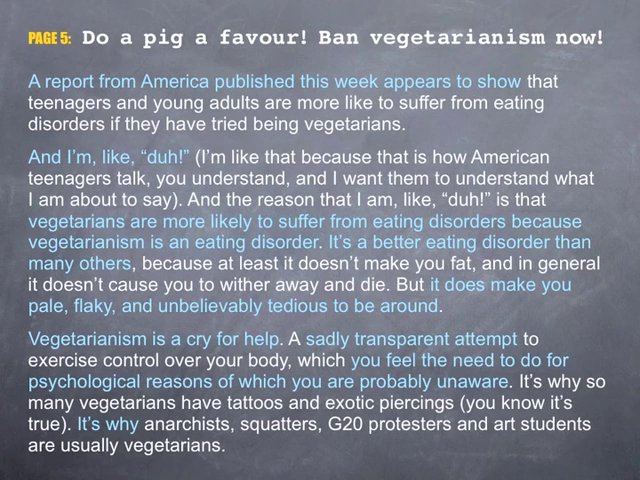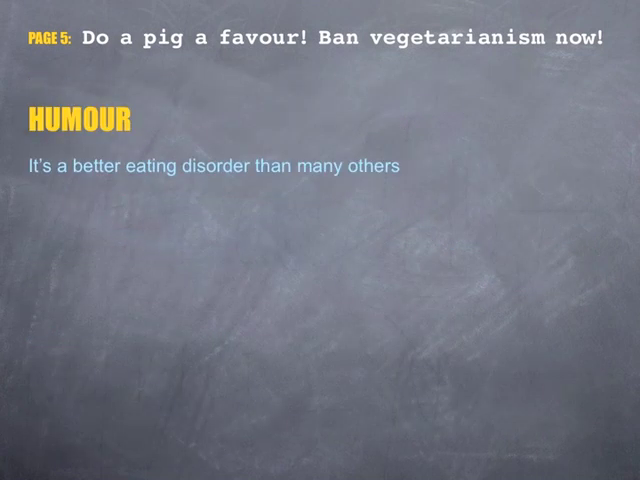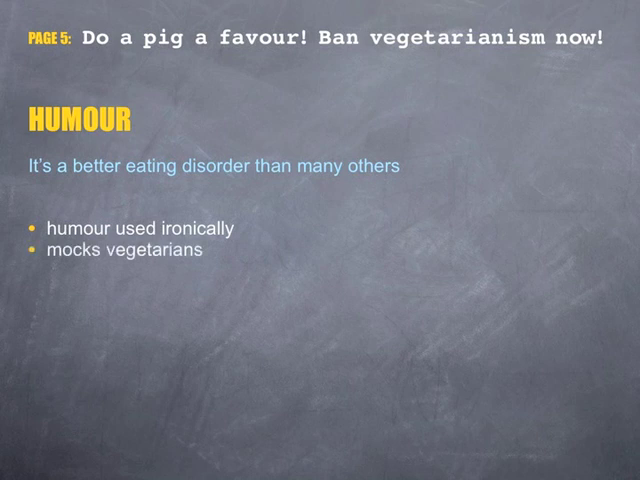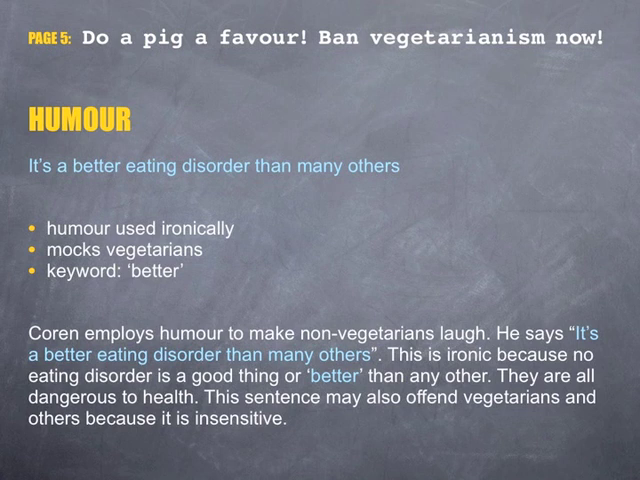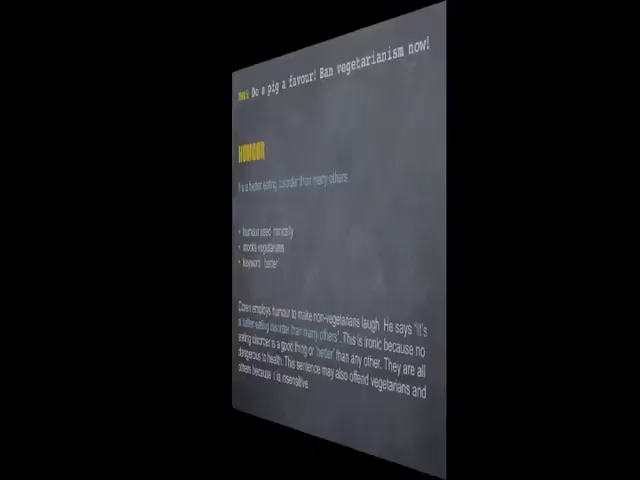Next, the writer uses humour in an ironic way, which mocks vegetarians but will perhaps make other readers laugh. The key word here is "better". Coren employs humour to make non-vegetarians laugh. He says it's a better eating disorder than many others. This is ironic because no eating disorder is a good thing or better than any other. They are all dangerous to health. This sentence may also offend vegetarians and others because it is insensitive.